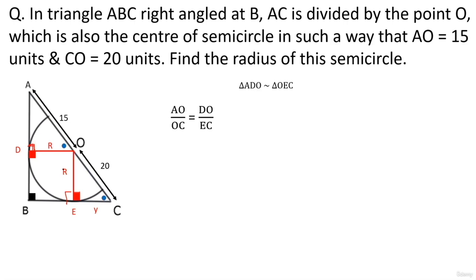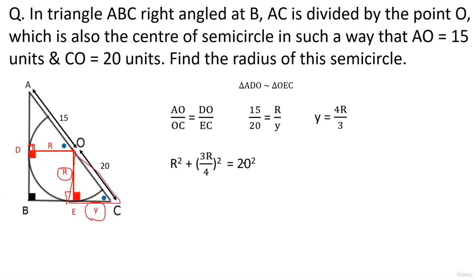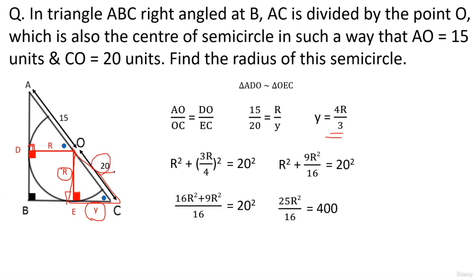And I write the ratio of the corresponding sides. AO upon OC will be DO divided by EC. So put in the values. इसी को मैंने y माना था. I get y equals 4r by 3. Now I'll directly apply Pythagoras theorem in triangle OEC. This triangle: one side is r, the other is y, which we got as 4r by 3, and the hypotenuse is 20. So applying Pythagoras theorem, guys, you can calculate the value of r square as 144, or r equals 12 units.